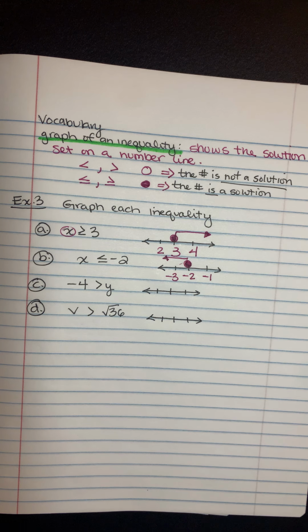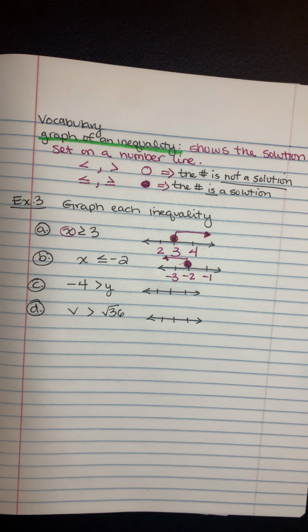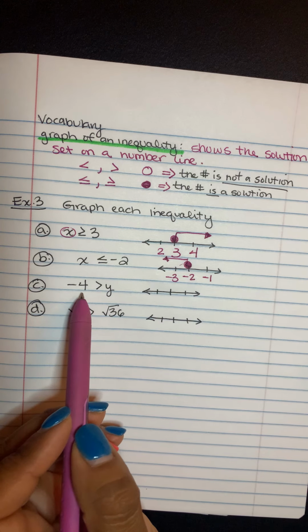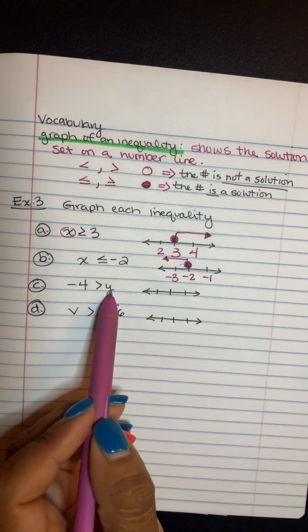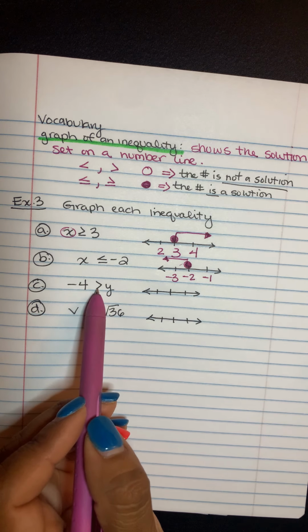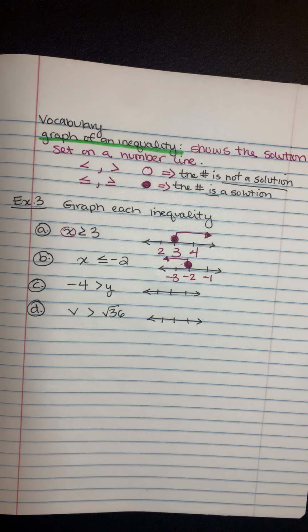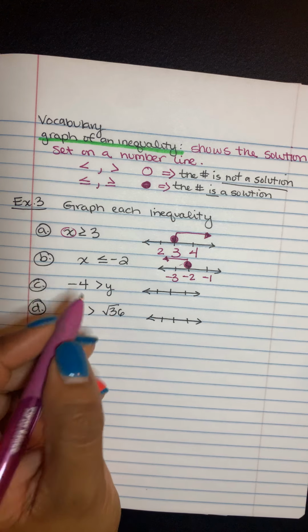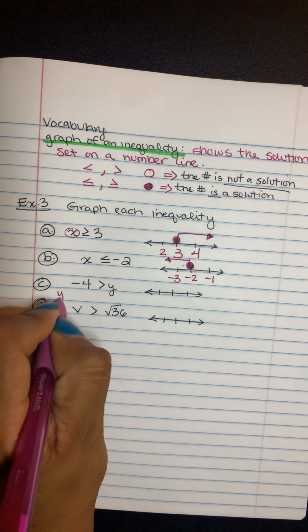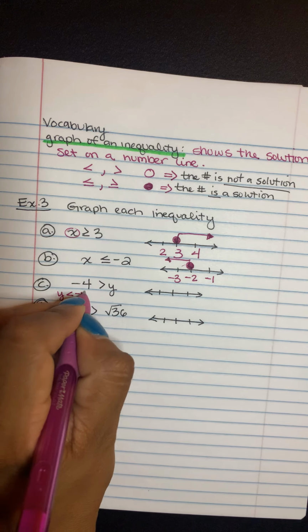Okay, now in A and B, the variable was on the left-hand side. That's great. That's how you're supposed to read it. But take a look at C and D. The variable's on the right-hand side. So if you want, you can switch it over. If you switch this over, students, you need to switch the symbol. Right now it is greater than. You would just change it to a less than symbol.